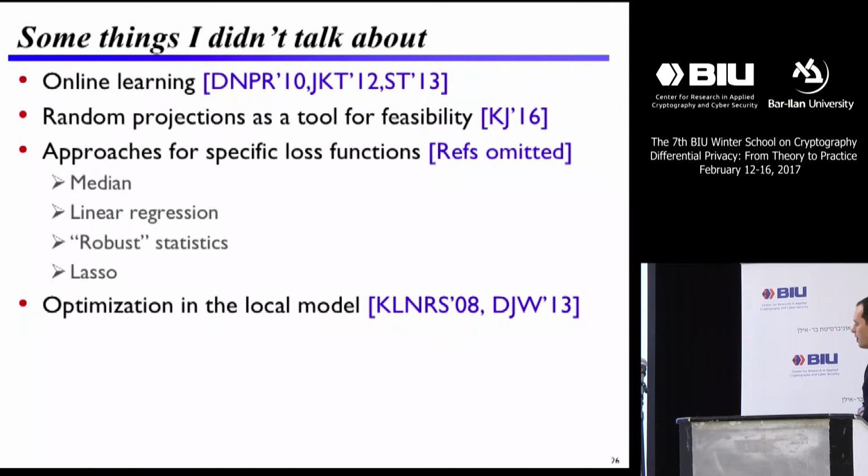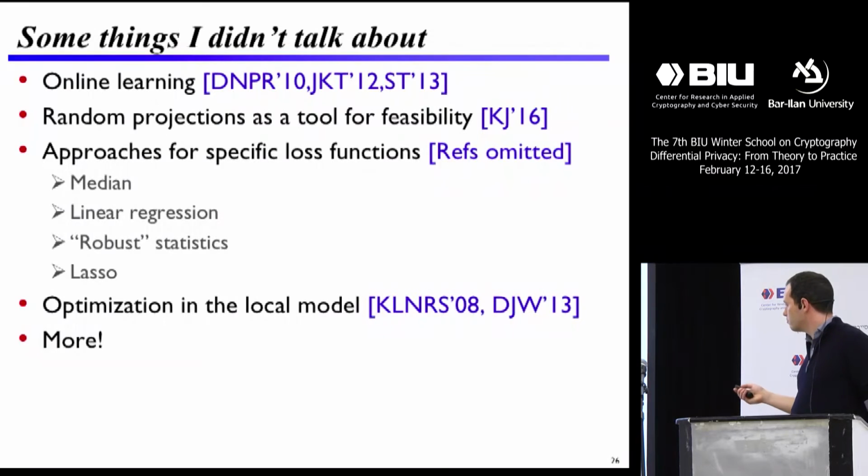And there's a number of works on optimization in the local differentially private model that I talked about yesterday. And there's other works out there that I'm sure I don't have on the slide. By the way, at the end of the slide deck, I have a bunch of references to all these papers I'm mentioning, in case you want to read more about it.